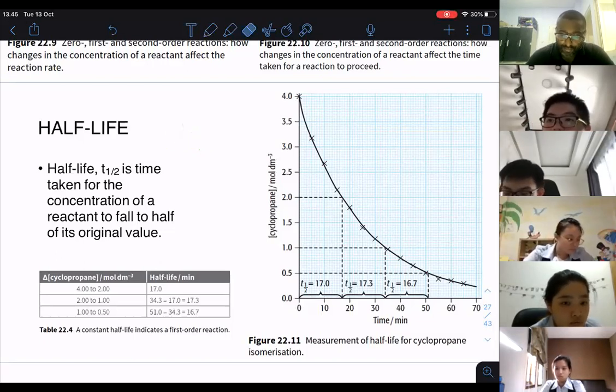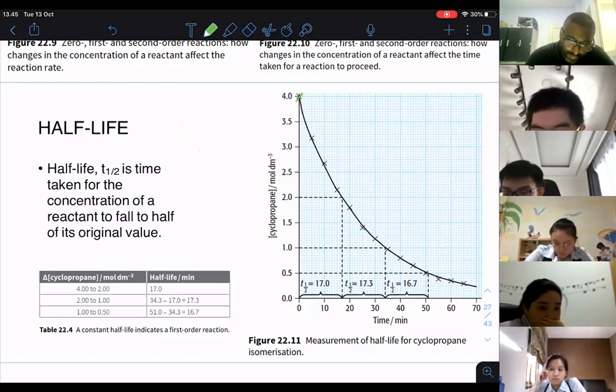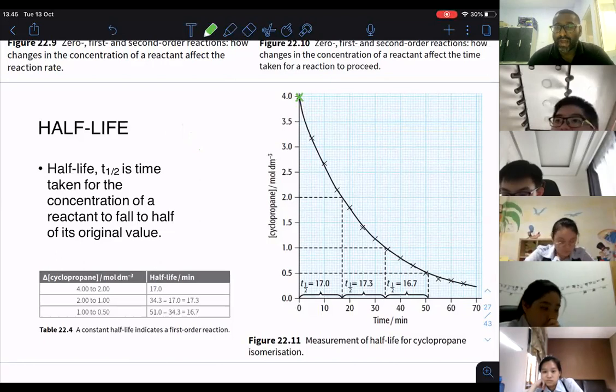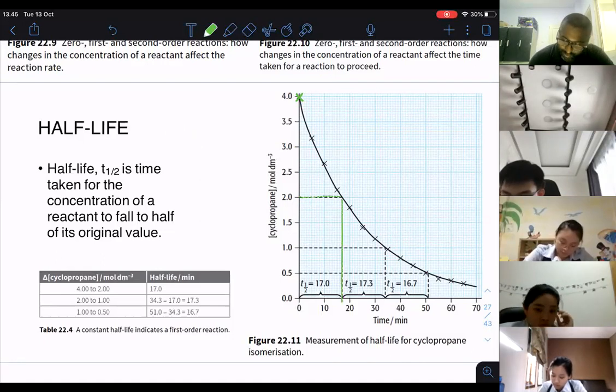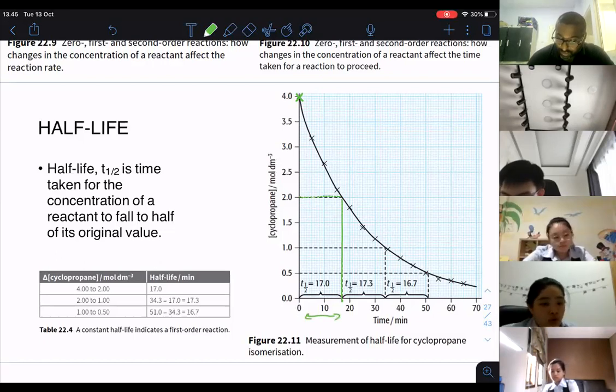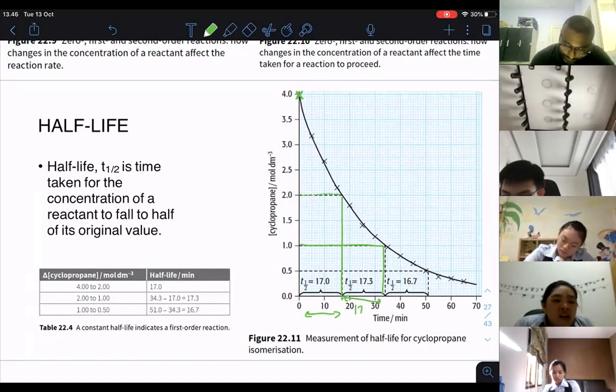You should understand, for example, if your initial concentration is 4, the moment when the concentration becomes half, which is 2, the time taken for it to become half, they have calculated, is 17. So this is going to be the half-life. They will also calculate from 2 to become 1. From here to here, they have found out it's actually 17.3.